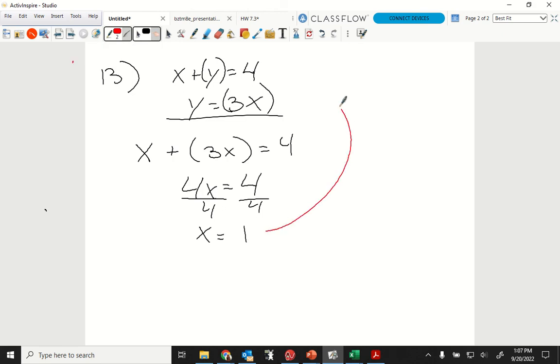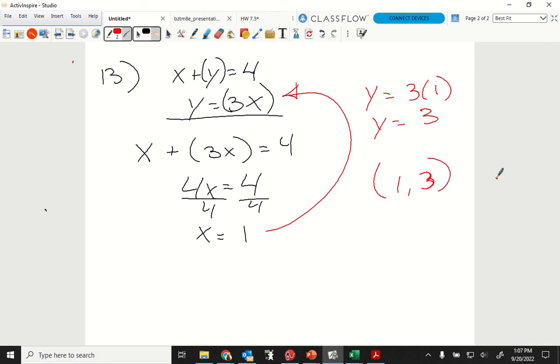So this is going to go right there, right? y equals 3. And I'm going to replace my x with what number? So y equals 3 times 1 is? So my answer has to look like this. 1, comma, 3. There we go. All right.